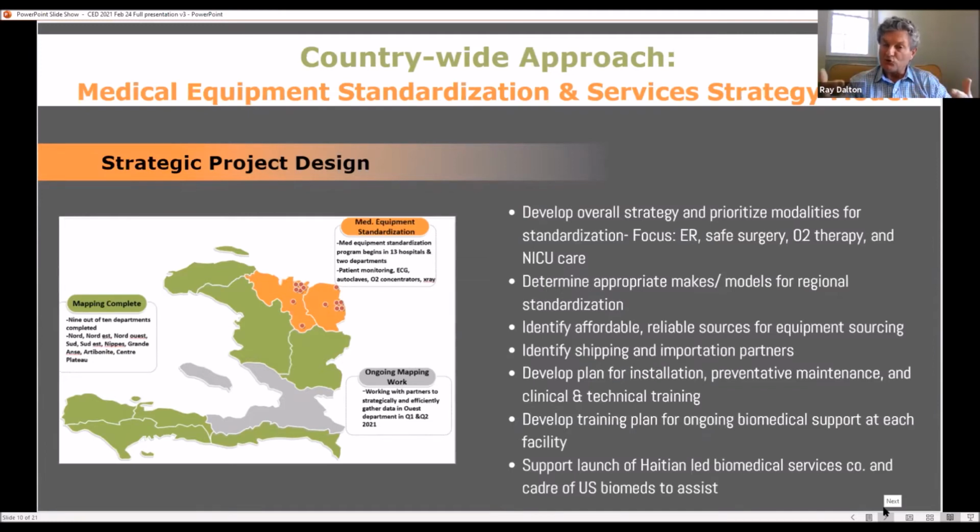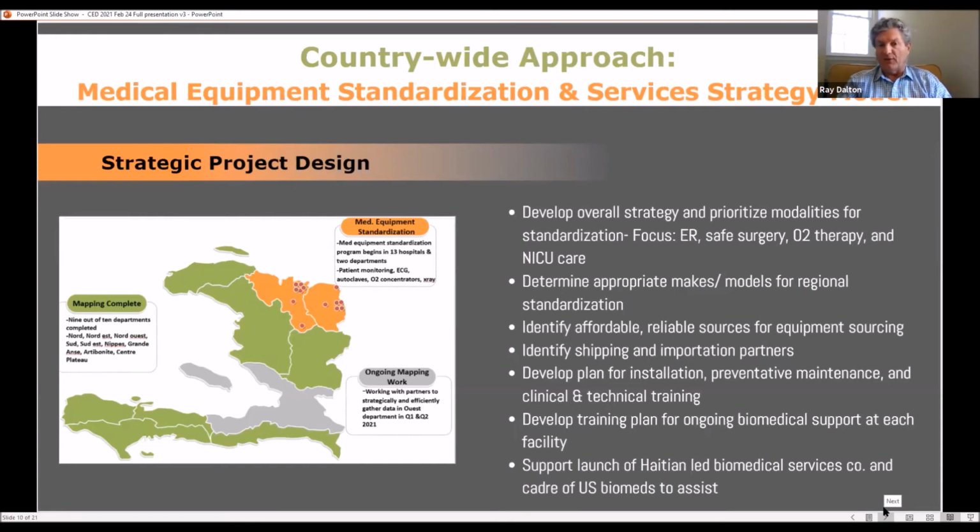Now, the unusual thing that we're doing is we actually have started an independent service organization in the country of Haiti that will respond to calls with in-country parts and in-country loaners on items that we have standardized. So if we're going to put equipment in, it has to have 5 years useful life, it has to have parts access for 5 years, and it has to have acceptable training.